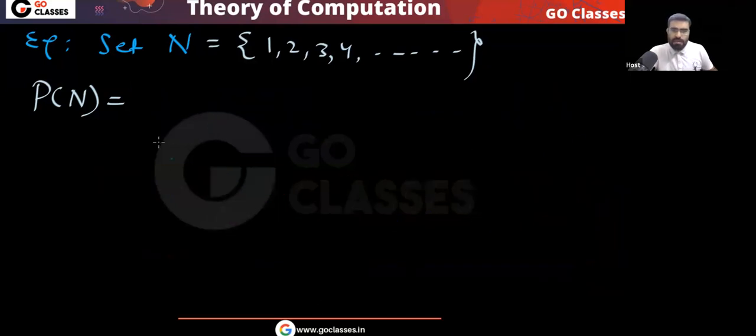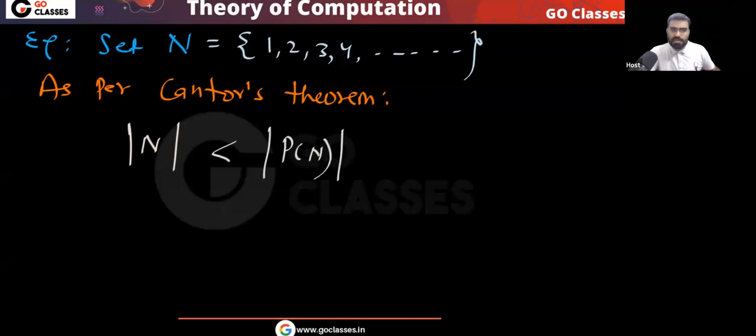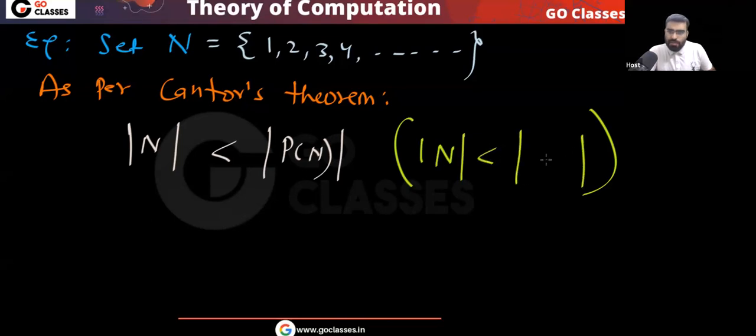Now, what is Cantor's theorem saying? It says that the cardinality of N is strictly less than the cardinality of the power set of N. The same statement I can also write like this: the cardinality of N is strictly less than 2 to the power cardinality of N. Is this clear?